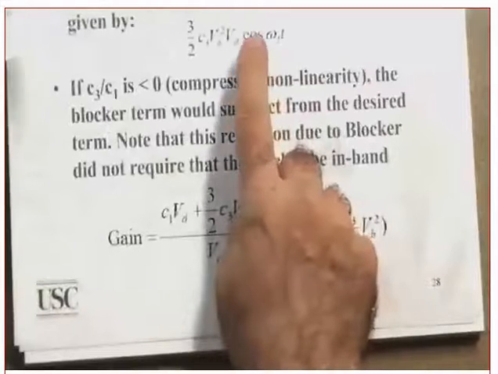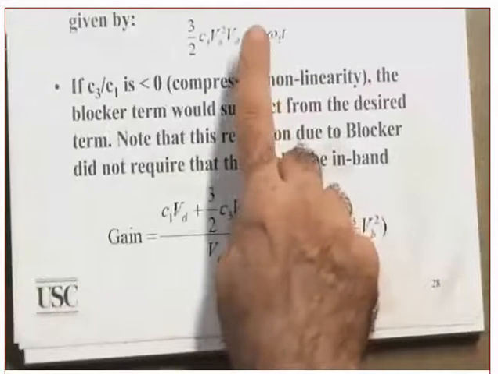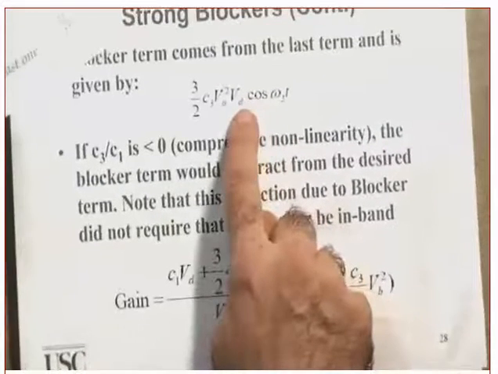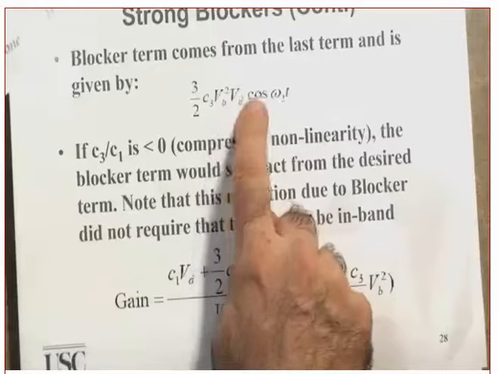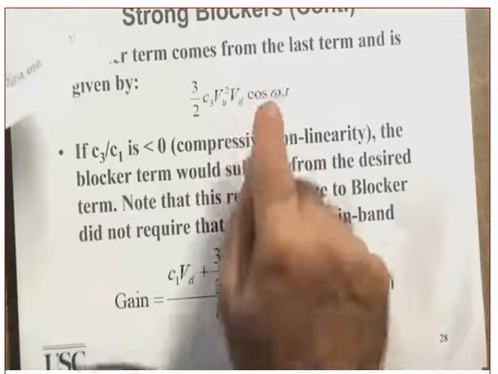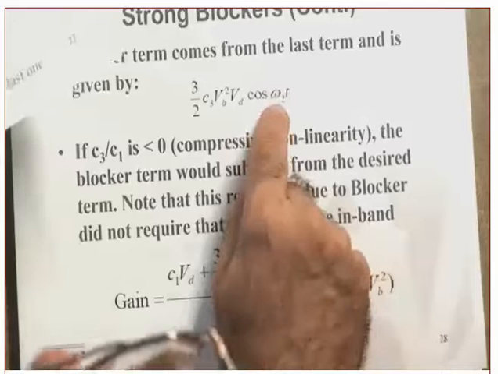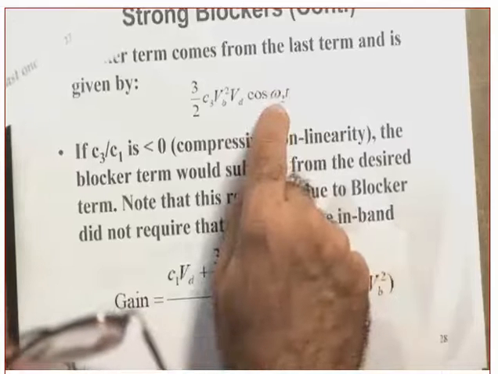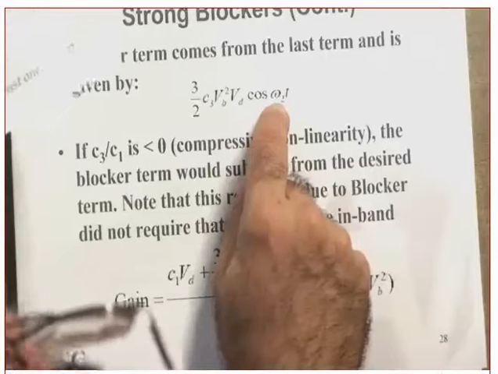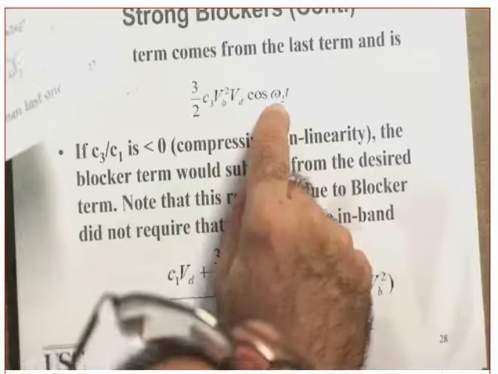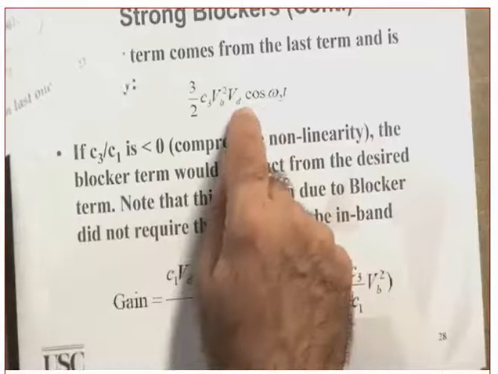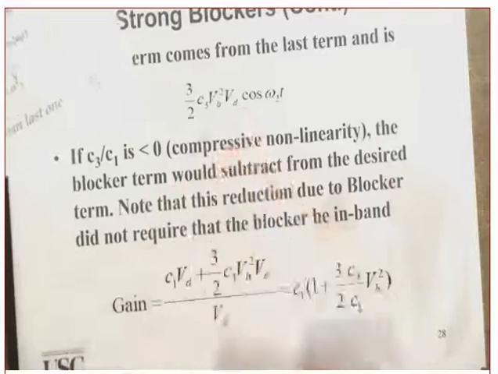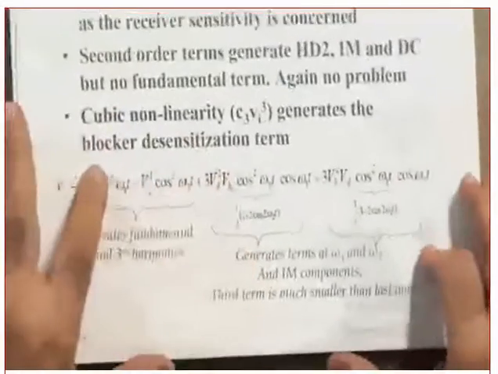Why do I say blocker? I'm still not sure that you got this term. Where is this term coming from? This term, which is the one that is causing me the trouble. Why is this one causing me the trouble? Because it's at which frequency? Omega 2, which is the same as what? The desired, which means this one is acting as a what? A co-channel interference. You lost me. I can tell you lost me.